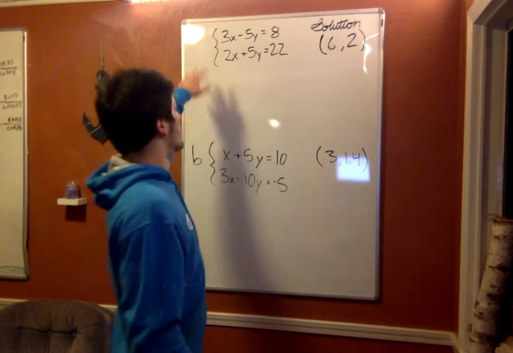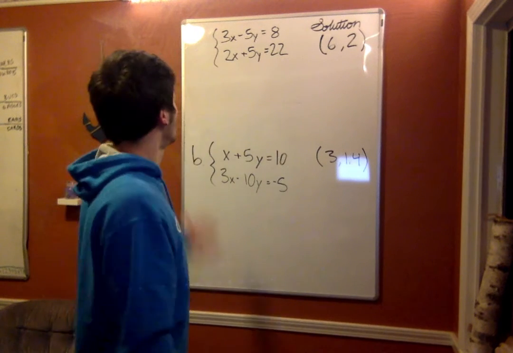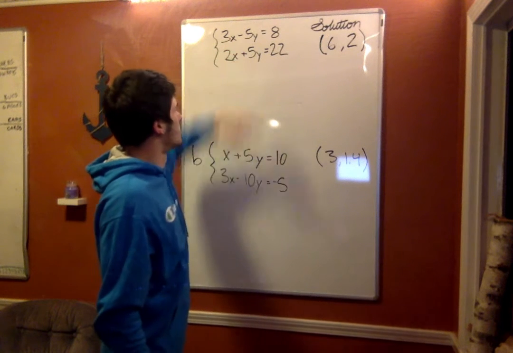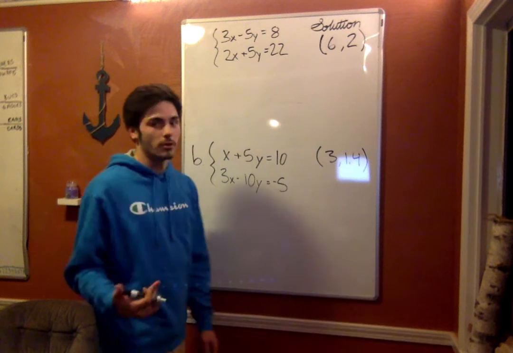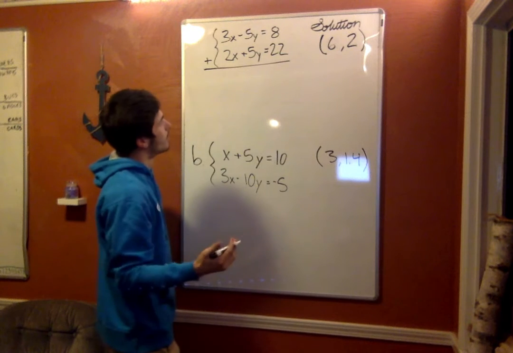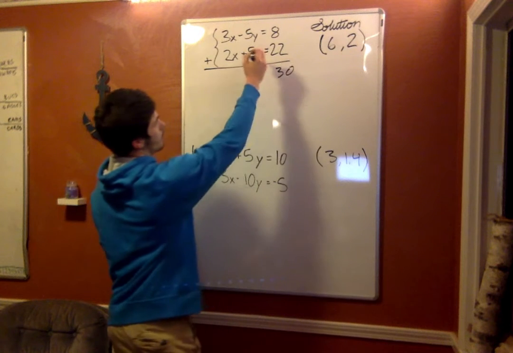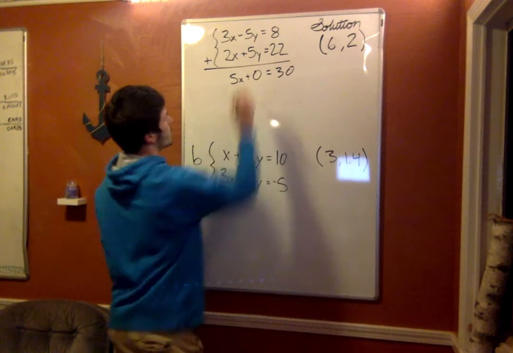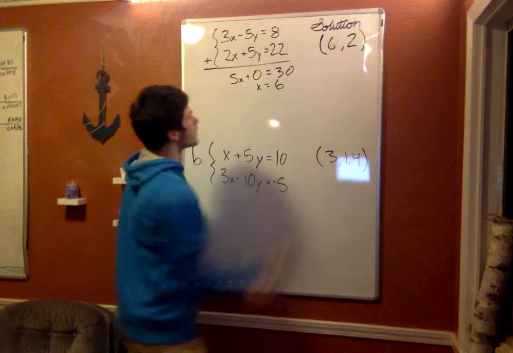So first off, we're going to start with example A. What I'm going to do with this one is notice that these two are already opposites right here. I've got a negative 5y and a positive 5y. And like we're supposed to do with elimination, we want to eliminate one of those variables, and this is how we do that. We would just add these two equations together. So 8 plus 22 is 30, negative 5y plus 5y is 0, 3x plus 2x is 5x, so we end up with 5x equals 30, and then to solve that we would end up with x equals 6.